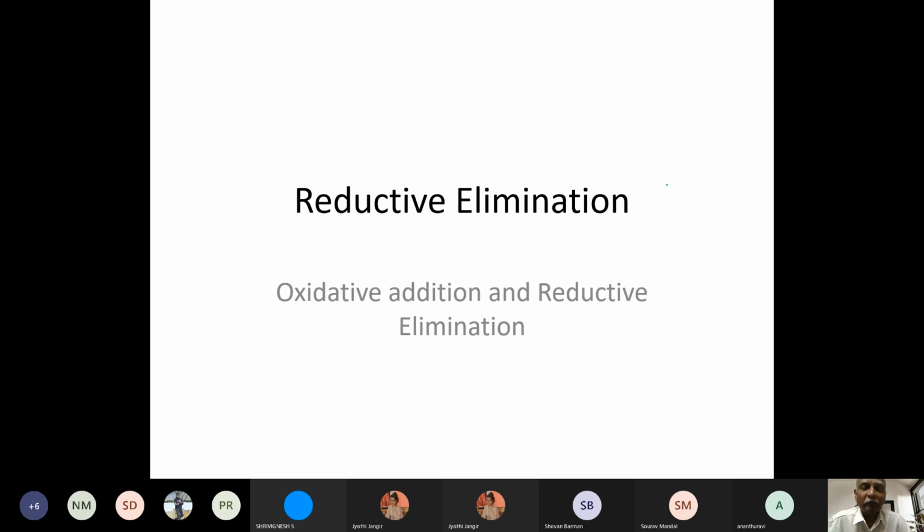Let me now come to the reverse reaction, which is reductive elimination. Ideally, reductive elimination should be considered as a simple reverse of the oxidative addition. So if you just reverse the oxidative addition reaction, then it should be reductive elimination. Once you study oxidative addition, reductive elimination should be obvious.